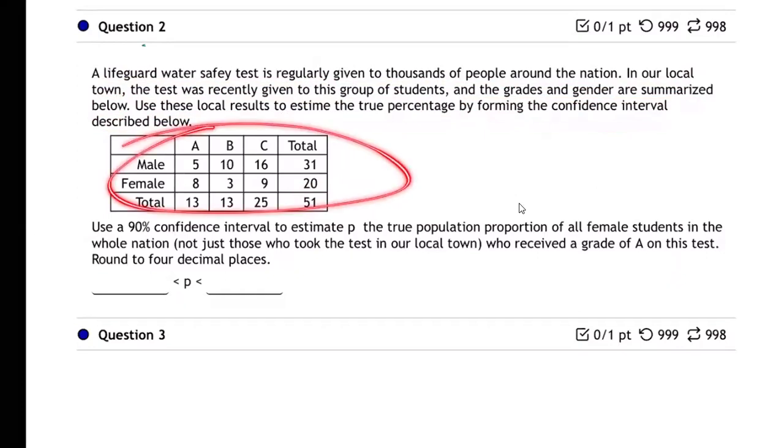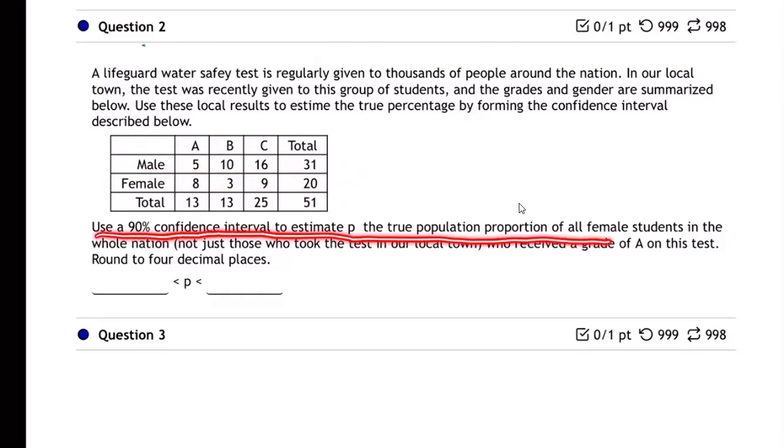So we got this table, and it's saying among the males that took this lifeguard water safety test, 5 out of 31 males got an A, 10 got a B, 16 got a C. 8 out of 20 females got an A, 8 out of 20 got a B, 9 out of 20 got a C, etc. Use a 90% confidence interval to estimate P, the true population proportion of all female students in the whole nation, not just those who took the test in our local town, who received a grade of A on this test. Round to 4 decimal places.